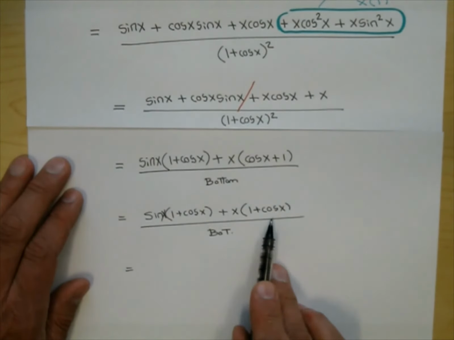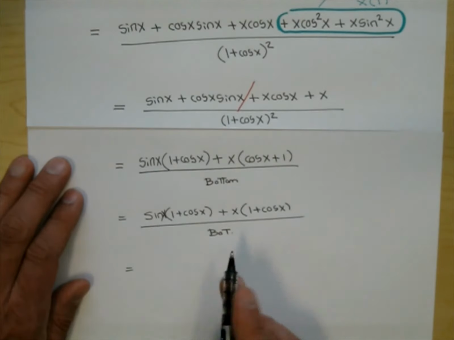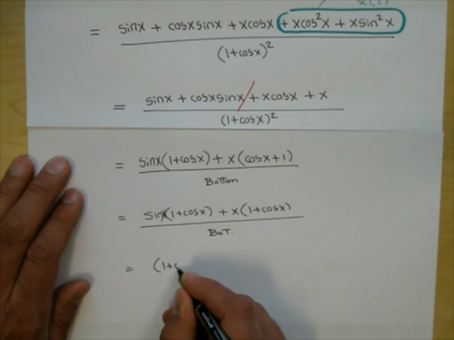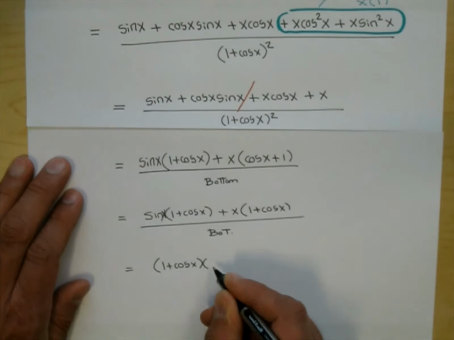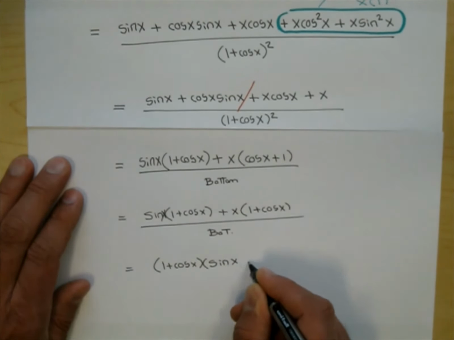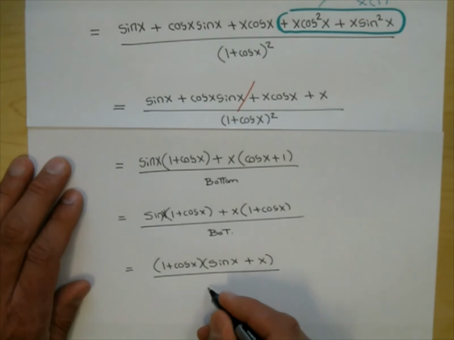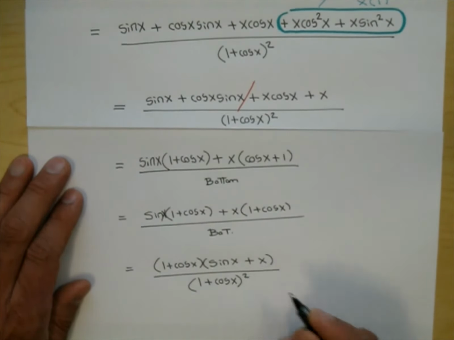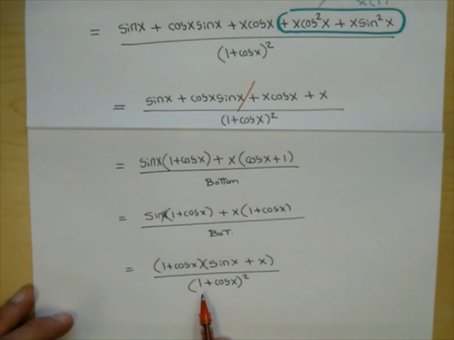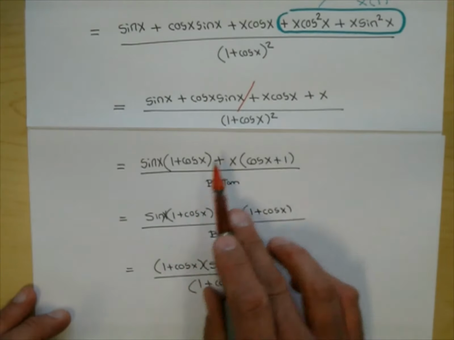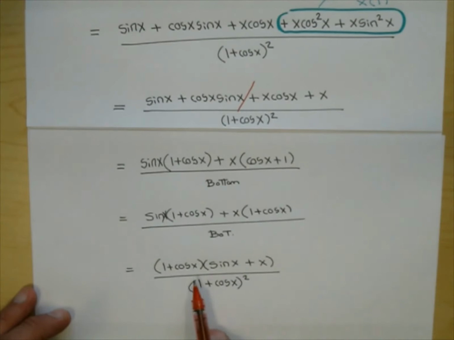And now I have two terms on the top, and they each have a 1 plus cosine x in common, so I'll factor that out front. 1 plus cosine x, and then this one is sine x plus x. This is all over, now let me write out the bottom, 1 plus the cosine x quantity squared. So you can see, not only did it factor by grouping, which doesn't usually happen, but it gave us a factor that would actually cancel with the one on the bottom. So it's always worthwhile trying to see if your rational expression does reduce, and this one does.